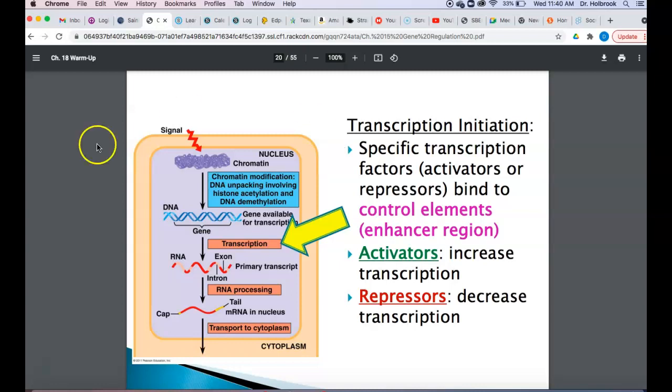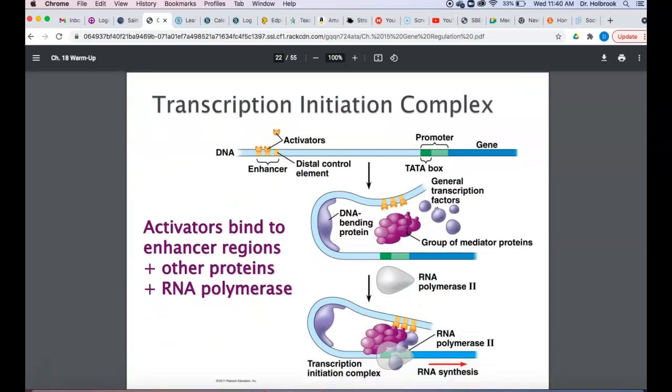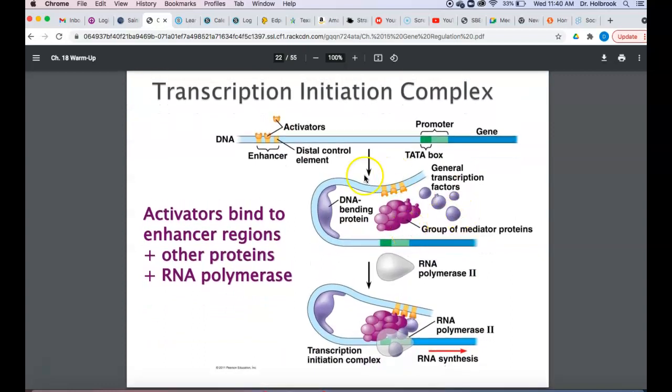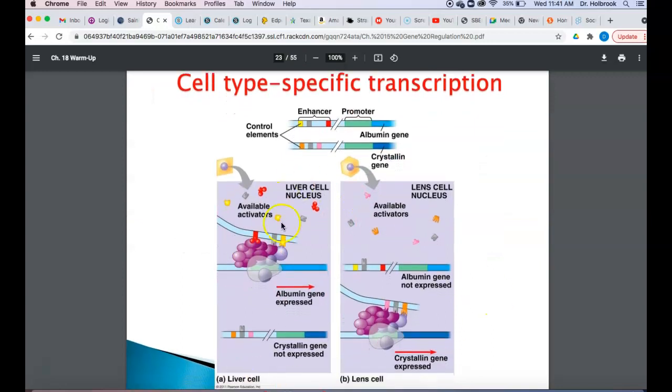What I really just want you to know is that you have this thing called a transcription initiation complex in eukaryotes that requires activators to be there so that transcription factors can bind to the TATA box, mediator proteins can stabilize the structure, and RNA polymerase can bind. And there's a question that's going to ask you something about this.